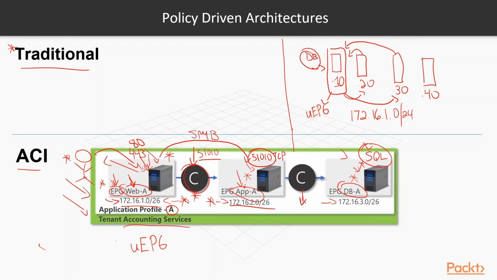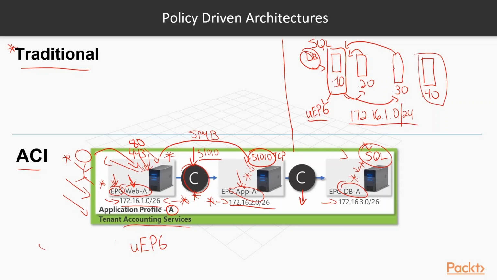This is the enforcement, or I would say the way that you enforce the policies, the contracts. They're sent from a customer to a provider. So in this case, I have a contract, and the contract is allowing .30 and .20 to go to .10 over port SQL. They're on the same VLAN, but they are not allowed to communicate with each other because I just grabbed this endpoint and assigned it to the microsegmentation endpoint group, or UEPG.